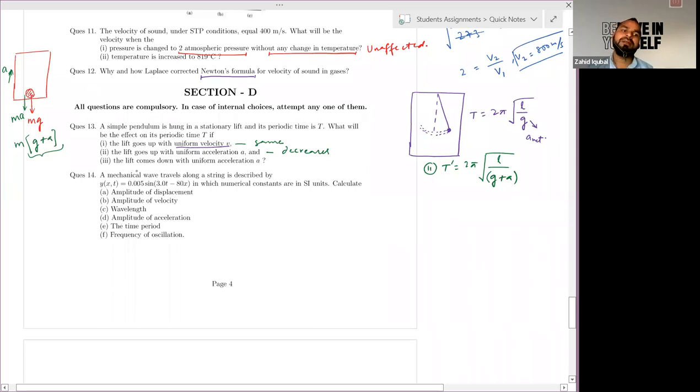In the third one, the lift comes down with uniform acceleration a. For upward acceleration, the pseudo force is in the downward direction. So similarly, if the lift is going downward, the pseudo force will be in the upward direction. So in that part, the time period will become 2 pi root under L by g minus a. So the net acceleration is decreasing, so the time period will increase.